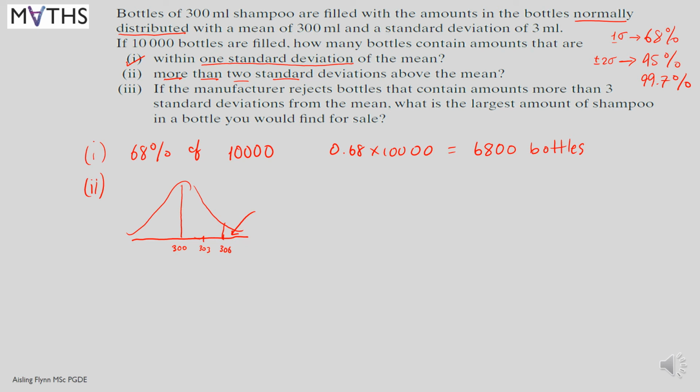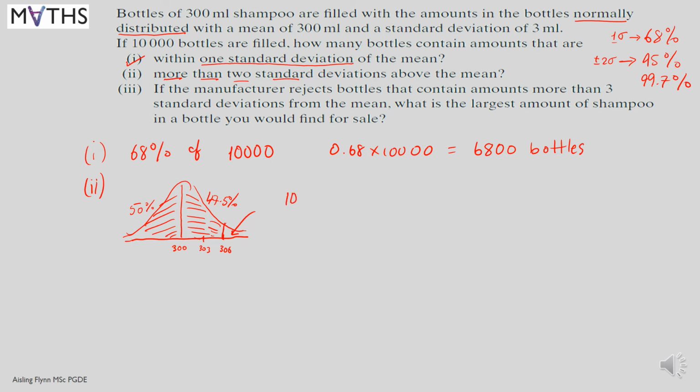Okay, now to get the tail left over, I'm going to take away all the left hand side of the graph. It's half of the graph, it's 50%. And then I'm going to take away the part of the right hand side up to 2 standard deviations above the mean. Okay, and that would be half of 95%. And we saw that that was 47.5%. Okay, and what's left over will be more than 2 standard deviations.